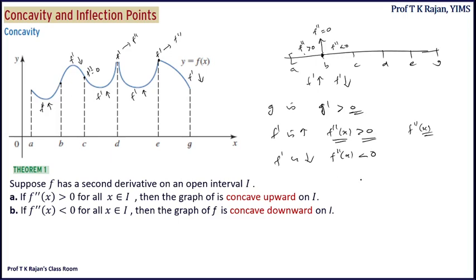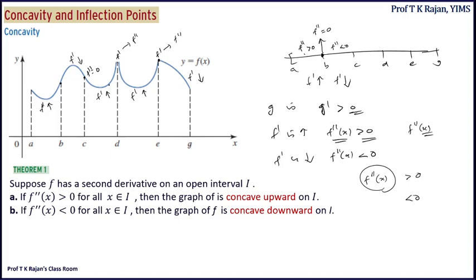So this is the sufficient condition for a function to be concave upward and concave downward. The sufficient condition is that the second derivative exists, that is f double dash x exists, and if it is greater than 0 in that interval, the function has concavity upward. If f double dash x is less than 0, the graph is concave downwards. And there are points where f double dash x equals 0, neither positive nor negative, or there are points where f double dash does not exist.